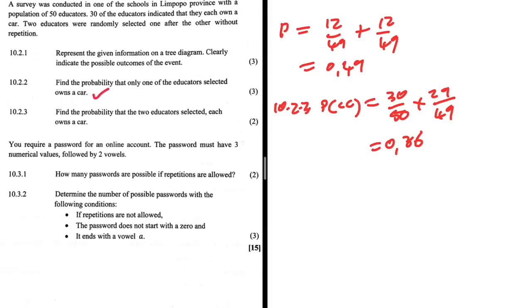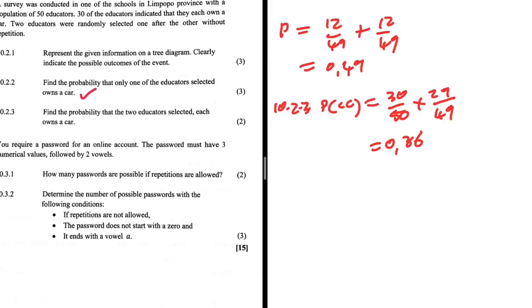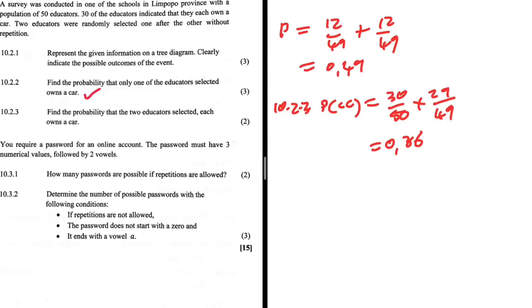10.3, you require a password for an online account. The password must have 3 numerical values. So, well, let's make sense of that. 3 numerical values. So we need the numbers there. Which numbers, we're not really sure about that, but we're going to figure it out. And then followed by 2 vowels. Vowels, obviously, A, E, I, O, U. How many possible passwords if repetitions are allowed?